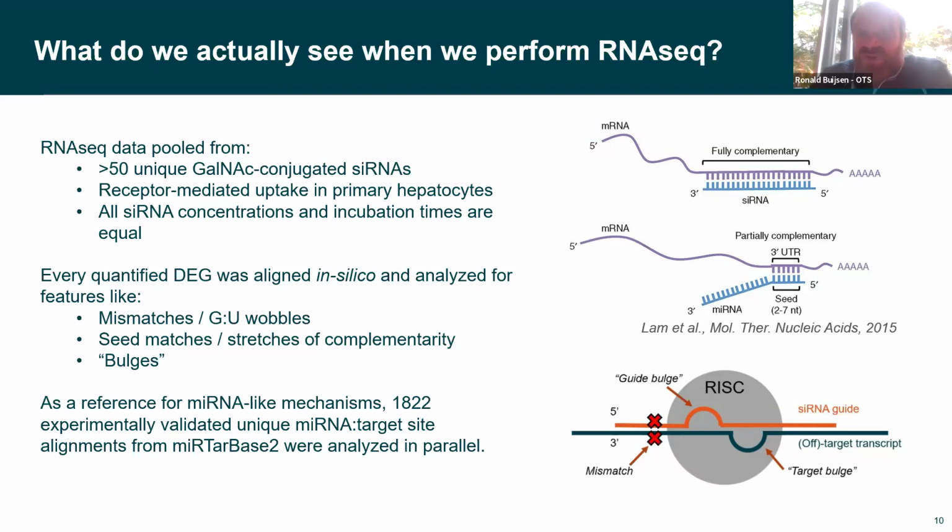So for the liver targets, I assume that you compare different cell lines, so have you seen any difference in off-target profile between the primary hepatocyte and a cell line using the same siRNA?